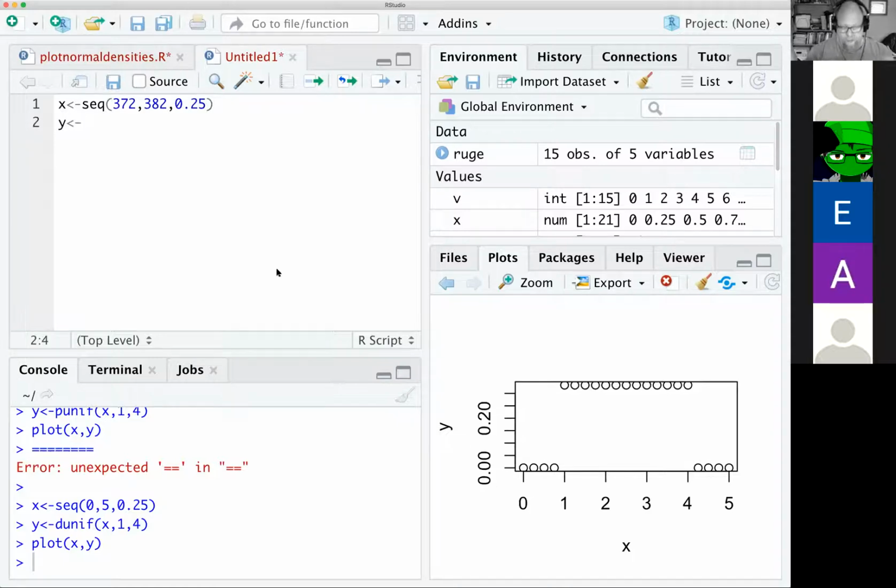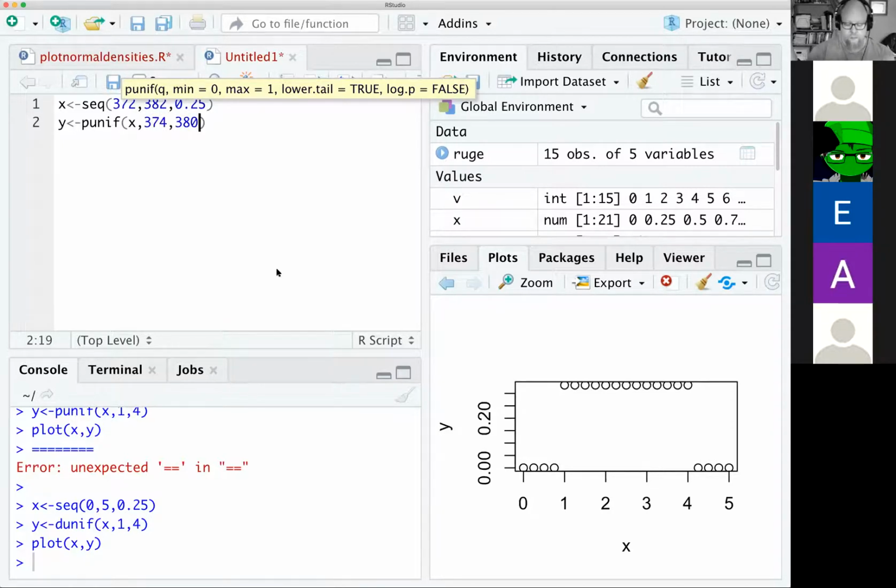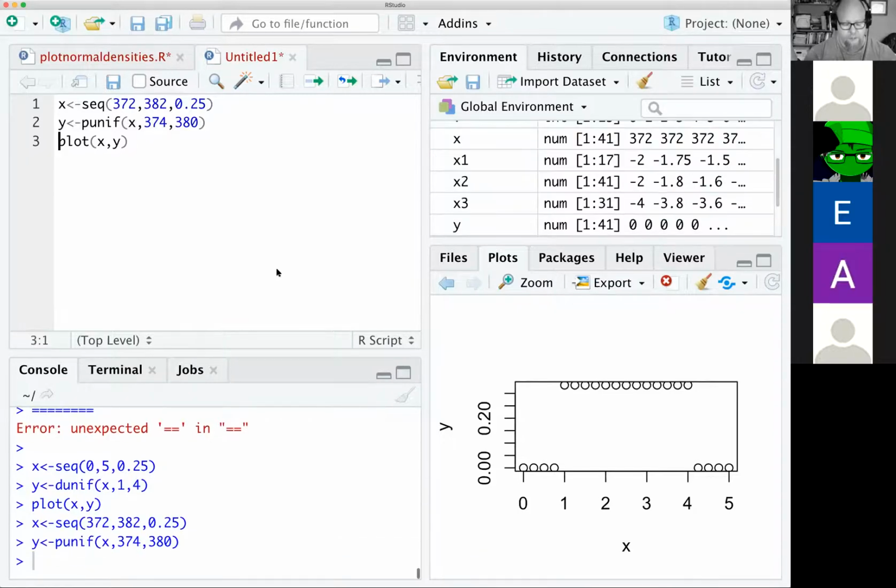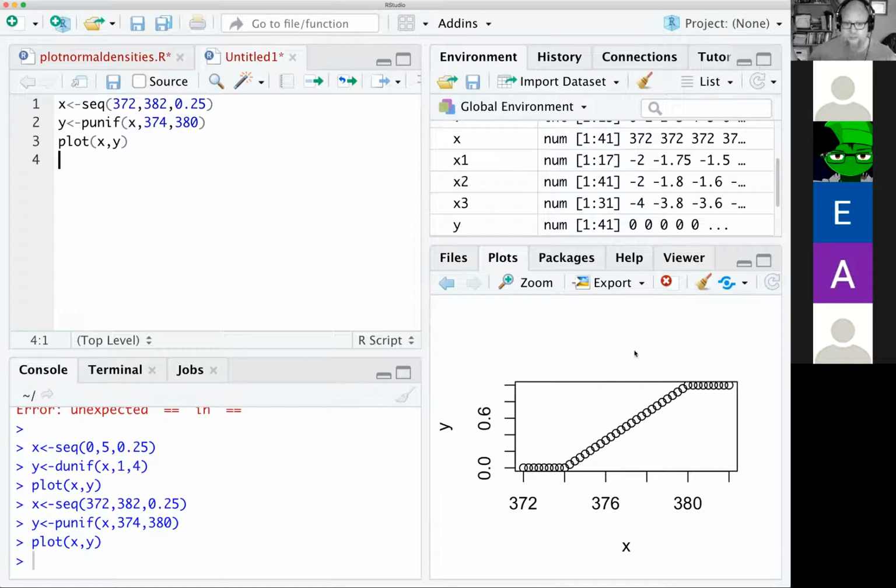And now y, I'm going to have y be the values of the punif, the cumulative distribution function. So I'm not even putting in the formula. I'm going to let R put in the formula. I'm going to look at the values of my x's for the uniform distribution on 374 to 380. Okay. And then I'm going to plot x's and y's. So this is just going to do a plot of all these ordered pairs. So if you look down here in the bottom right-hand corner, that's the graph that I plotted, I sketched on my iPad.